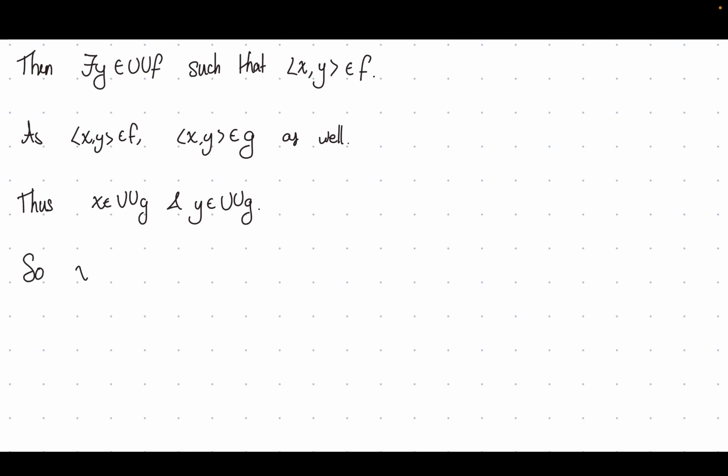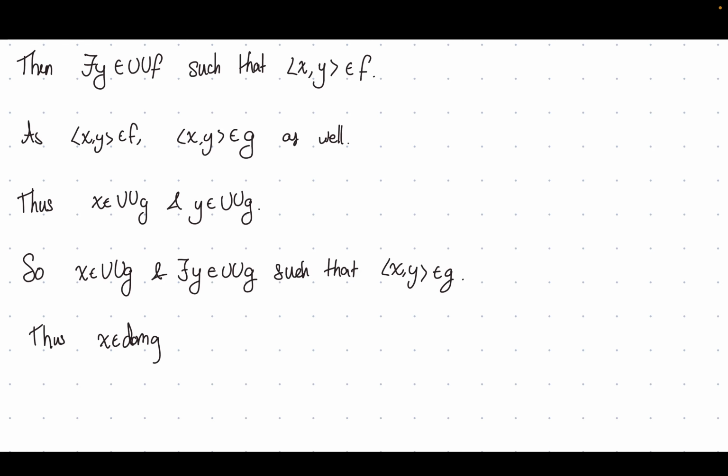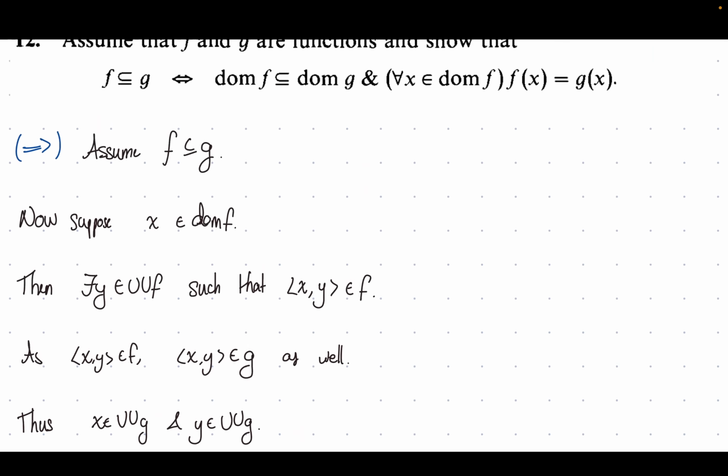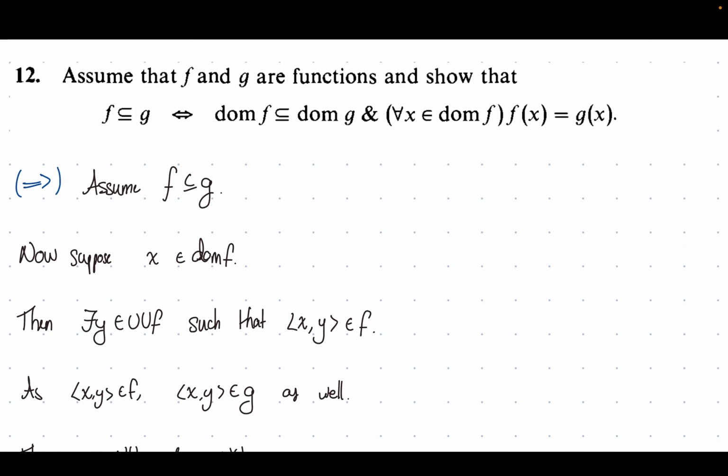So x is in the union of g, and there exists some y in the union of g such that x comma y is an element of g. Thus, x must be in the domain of g. And it follows that the domain of f is a subset of the domain of g. Right? Cool. So we got one of the two statements proved.